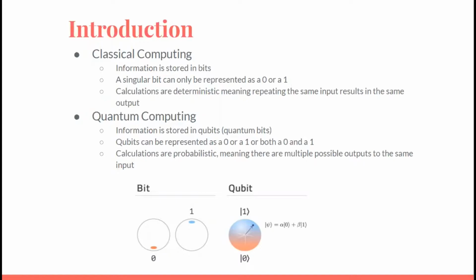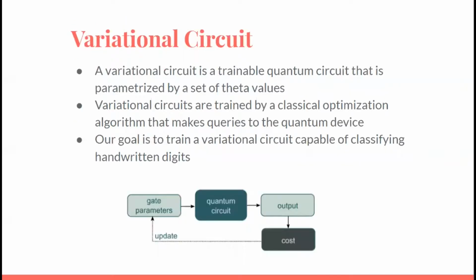Quantum computers can represent 2 to the power of n states with n qubits, meaning their power scales exponentially compared to classical computers. A variational circuit is a trainable quantum circuit that is parameterized by data values. Classical optimization algorithms can be used to train these circuits by making queries to a quantum device. So the goal of this research project was to train a circuit capable of classifying handwritten digits.